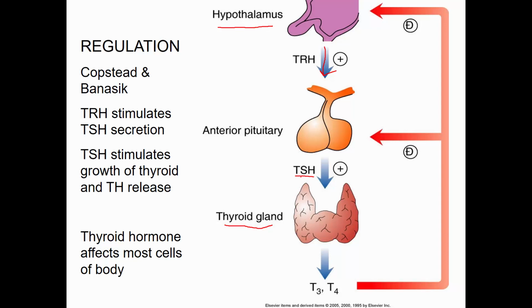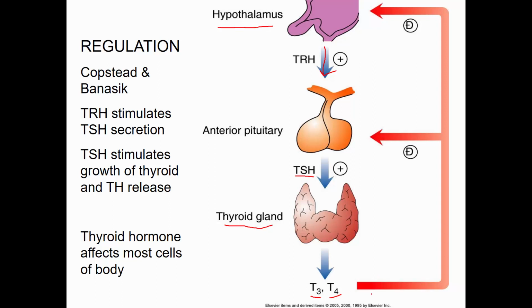TSH is the signal for a number of things. TSH tells the thyroid gland to uptake iodide. TSH tells the thyroid gland to make more thyroglobulin. And TSH tells the thyroid gland to break down thyroglobulin and release thyroid hormone. And thyroid hormone affects most cells of the body. So now we release T3 and T4.